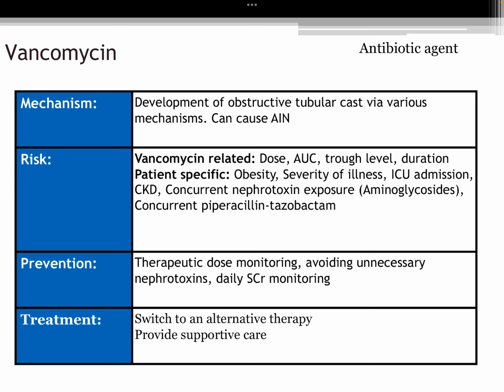Our final agent is Vanc. It causes AIN, which we're going to talk about next, but it also can develop obstructive tubular casts via various mechanisms. It doesn't really fit as well into the endogenous toxins that we've talked about before, but it is an agent that causes a lot of AKI, so we do need to discuss it.